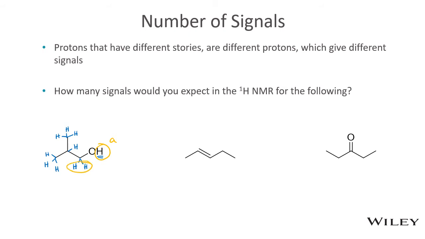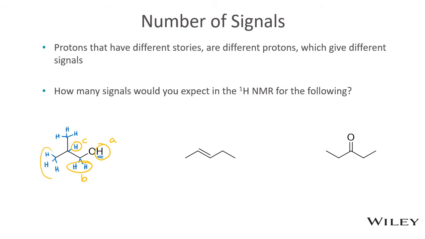Next, we have a set of two hydrogens. Now these hydrogens are bound to a carbon that is bound to an oxygen and another carbon. There's no set of two hydrogens with this exact same description. So these are their own type and would give their own signal. So we'll go ahead and call these B. Next we have a single hydrogen here that is bound to a carbon, which is bound to 3 other carbons. There's no other hydrogen in this molecule with that exact same description. So go ahead and call this C.